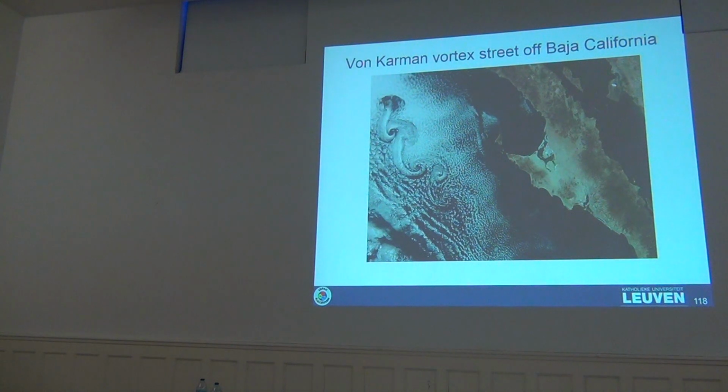And nature is full of surprises. So this, you are strong in geography. This is Baja California. And this is an island close to that, and the wind blows, and you see here this one, vortex, and then you have antivortex, vortex, antivortex, vortex, antivortex.